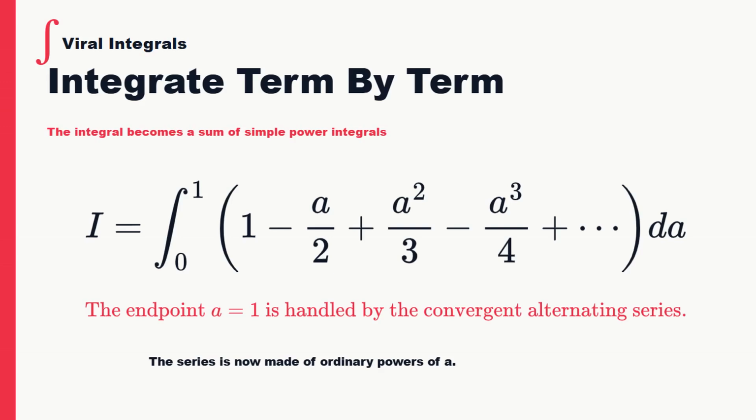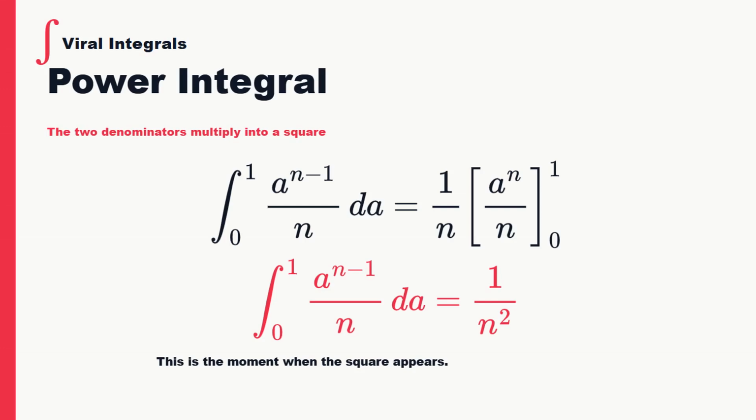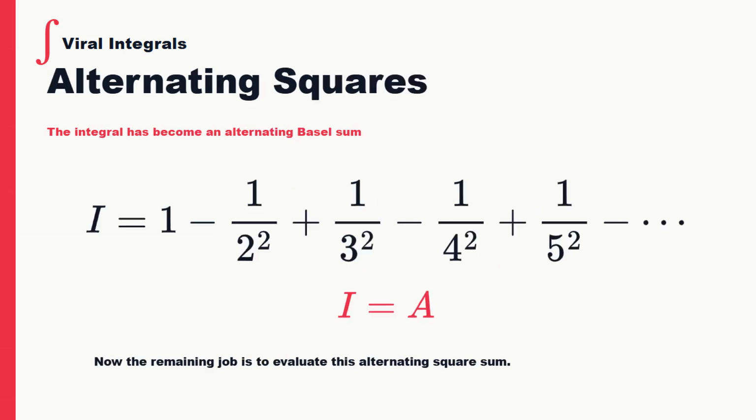The endpoint at a equals 1 is controlled by the convergent alternating series, and every term has become an ordinary power of a. For the nth term, the numerator has a to the n minus 1, and the denominator already has n. Integrating from 0 to 1 adds another factor of 1 over n, so the two denominators multiply into 1 over n squared. Putting those integrated terms together gives an alternating reciprocal square series. So the original integral is now the sum of 1 minus 1 over 2 squared plus 1 over 3 squared minus 1 over 4 squared, and so on.